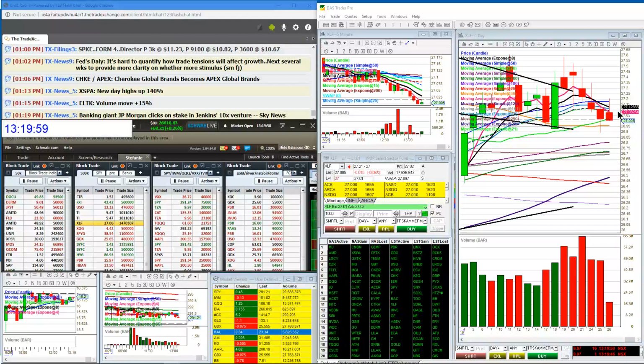So tomorrow, if we go to 27, let's say we go down a little bit, but we don't break my level. We go down, we go up, we kind of do this. But tomorrow we go up and test the print and then turn down. That's when I like to go short. We tested the print, went down. If we test the print and go above it, I'll dip a toe in, but I'm really bullish above 27.20.